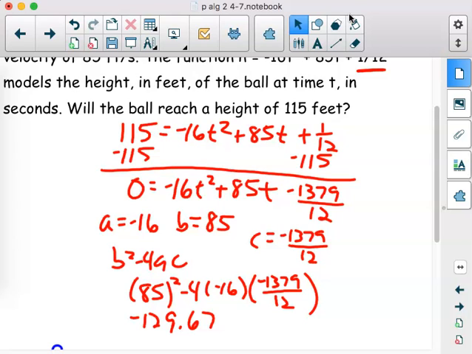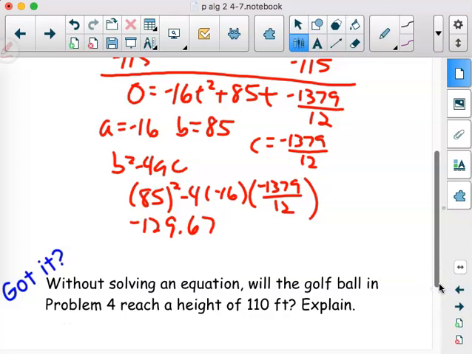And sometimes we feel like we're done because it's like, well, we did all the math, but we didn't answer the question yet. What does a negative discriminant mean? No real solutions. Exactly. So this is never going to happen because this is not a real solution. No real solutions. So our answer to the question is no.